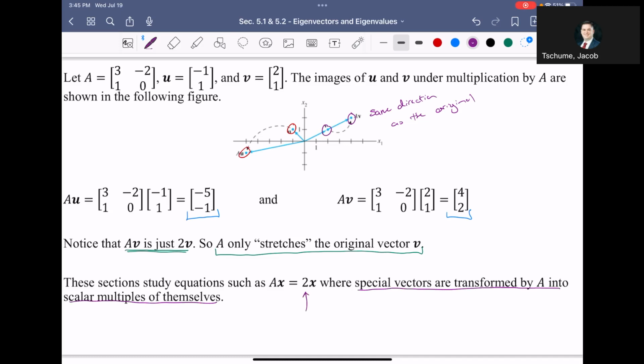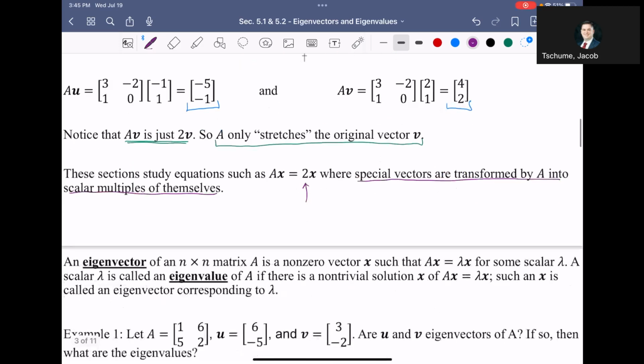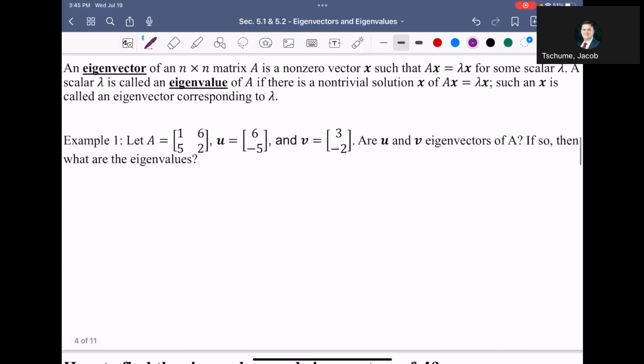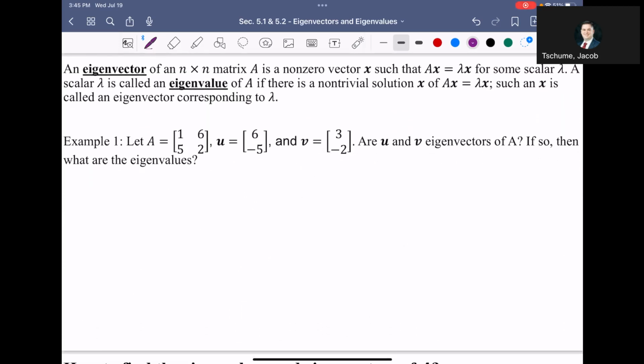So that's what we're going to study for the next, I think it's 3 or 4 videos in chapter 5. This is what we're going to be talking about. So let's put some words to this idea. All right. So an eigenvector, which is technically the first thing the book defines, an eigenvector of an n by n matrix A is a non-zero vector x such that Ax = λx for some scalar λ.